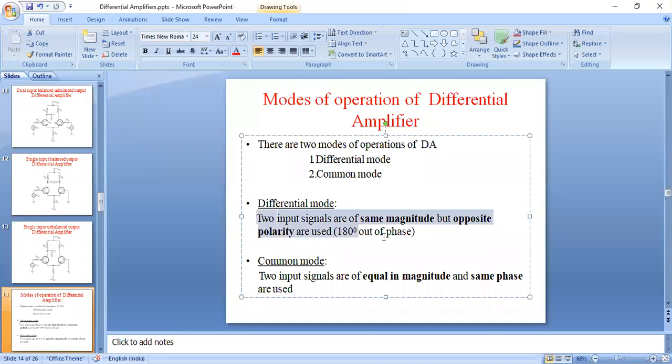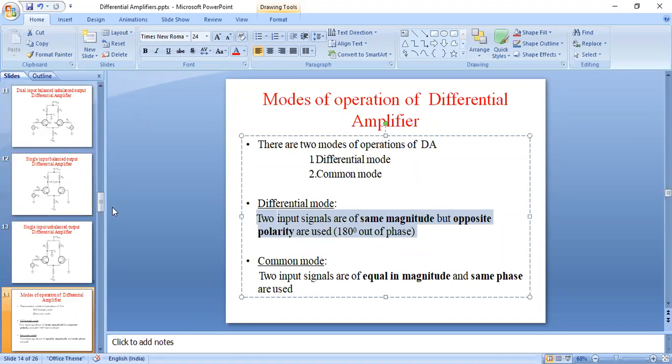The differential mode is used when two input signals are of the same magnitude but opposite polarity, that is 180 degrees out of phase. Let us consider Vs1 is plus 10 volts and Vs2 is minus 10 volts. Both have equal magnitude, 10 volts, but the sign is changed. If I apply those two input signals to the two transistors Q1 and Q2, the differential amplifier operates in differential mode.